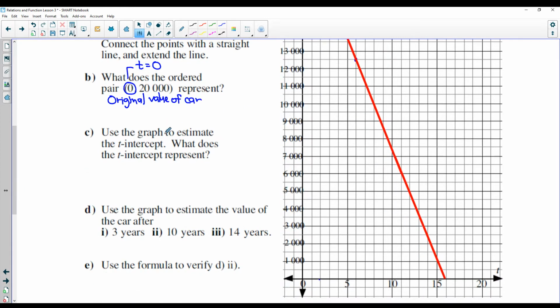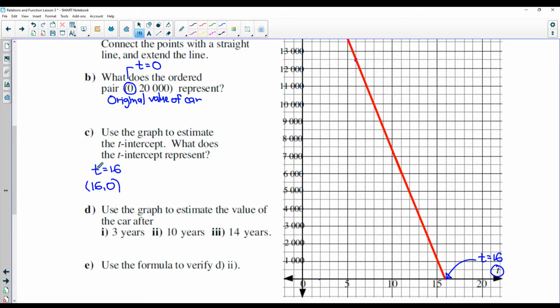C says use the graph to estimate the t-intercept, and what does the t-intercept represent? Okay, the t-intercept is where the graph hits the t-axis. So if I look here, approximately where does it hit the t-axis? That looks about t equals 16. So we could write down t is equal to 16 as a single value, or as an ordered pair, you could write down (16, 0). Now, what does this represent?